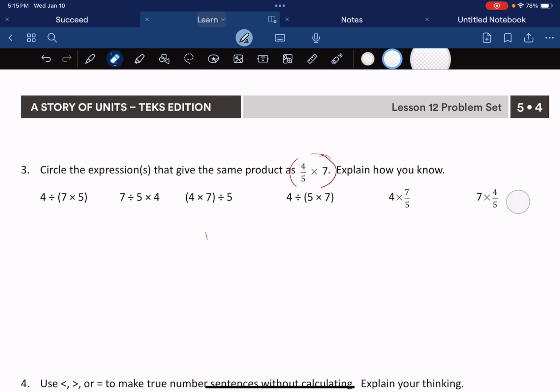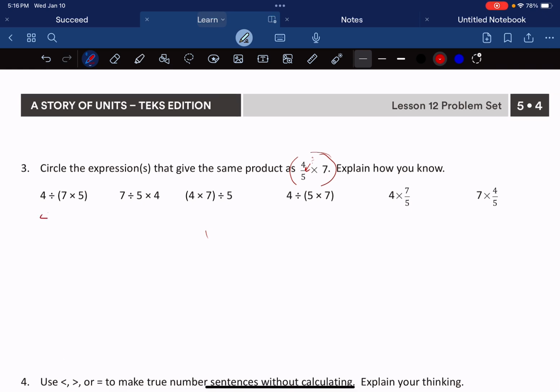They should know with multiplication that they can flip those and they are still the same. I have also showed my students to remember that that fraction line is another symbol for division. So they could even come here and say, well, I've got 4 divided by 7 times 5, and see, does it look like, or is it equivalent to what we would have here?